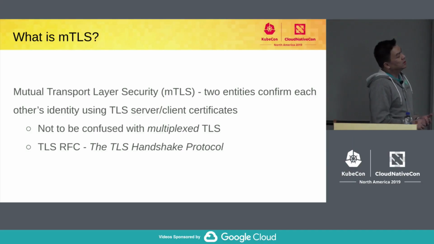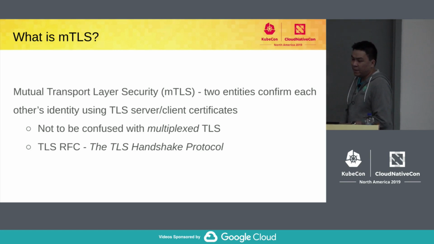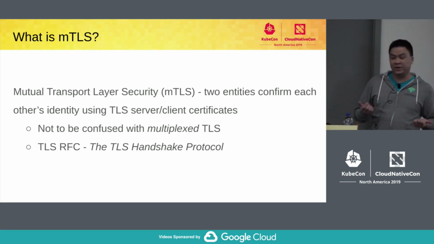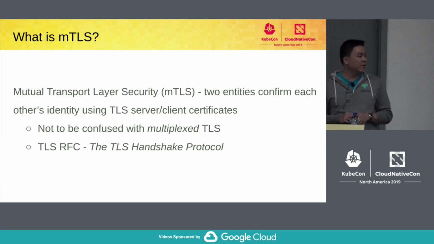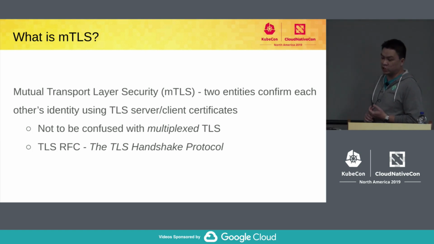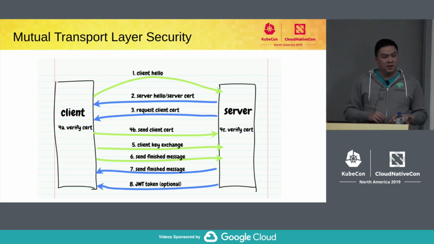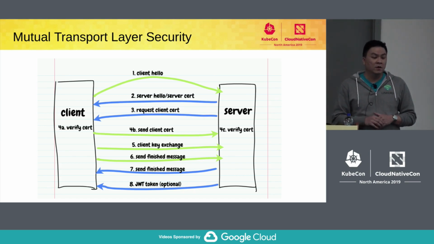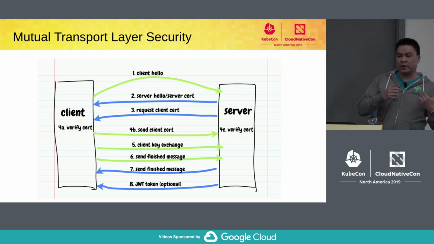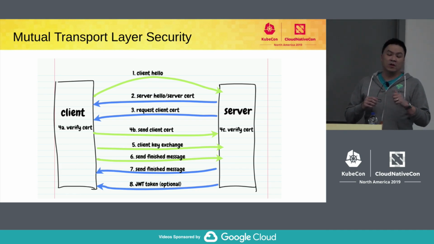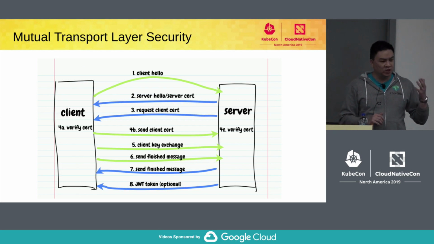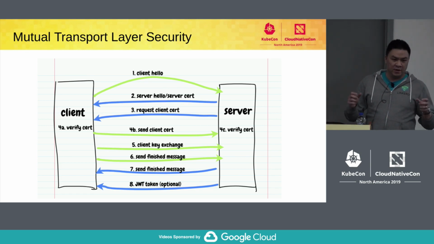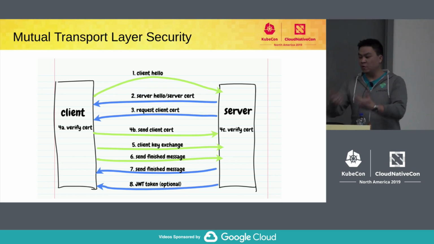So what is mTLS? Mutual TLS, not to be confused with multiplex TLS. To put it simply, it's that process where two entities try to confirm each other's identity using TLS certificates. Now, we can all read about the details of mTLS in the TLS RFC under the TLS handshake protocol section. But again, to put it simply, mTLS introduces a number of additional steps into the well-known TLS handshake protocol, whereby the server, after responding with a server hello and the server certificate, also issues a request to the client and says, hey, wait a minute, before we continue, show me your client certificate. And after both parties receive each other's certificates, they will attempt to verify and confirm each other's identity by checking the digital signatures within the cert. Are you who you claim you are?